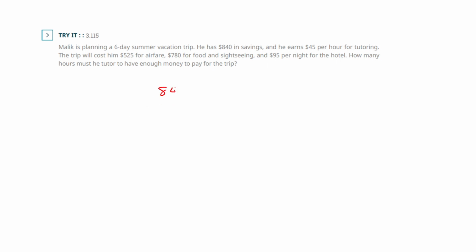She's got $840 in her savings. She makes $45, or Malik, is this a guy this time? $45 an hour tutoring. Now, he's got to have at least $525 for all these expenses. He's got to cover that expense, he's got to cover that expense, and $95 a night for 6 nights. So this is our total expenses. We want our income to exceed those expenses. So let's tidy it up.